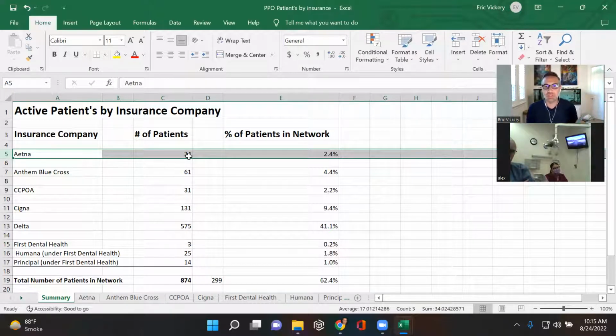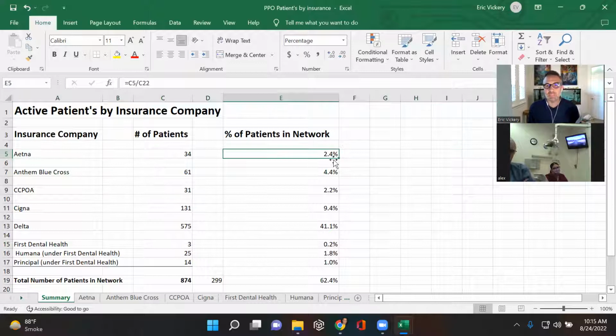So we're going to take this frequency. We see 2.5% of our practice. Everything we do, 2.5% of the time, falls under Aetna. If we do 20 crowns a month, 2.5% of them were done on Aetna patients. Does that make sense? If we do 100 prophies a month, 2.5% of those prophies were done on Aetna patients.